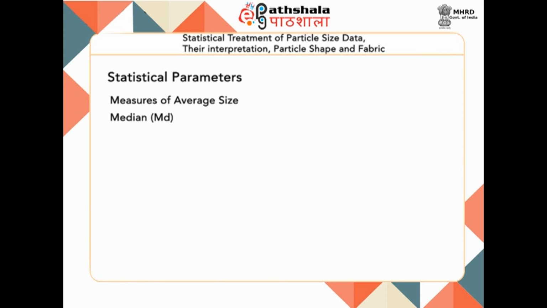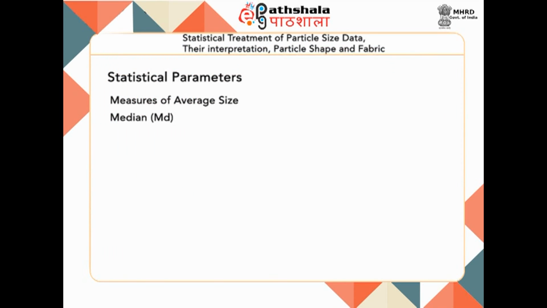Now, coming on to another parameter, that is median. Half of the particles by weight are coarser than the median and half are finer. It is the diameter corresponding to the 50% mark on the cumulative curve and may be expressed either in phi or millimeter. Now, the third parameter which we identify is the graphic mean. The best graphic measure for determining the overall size is the mean, given by the formula phi 16 plus phi 50 plus phi 84 divided by 3.